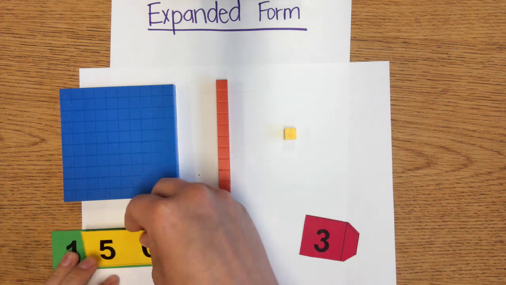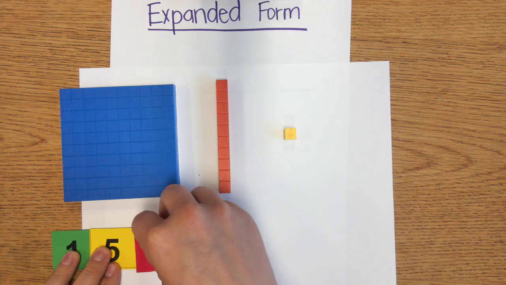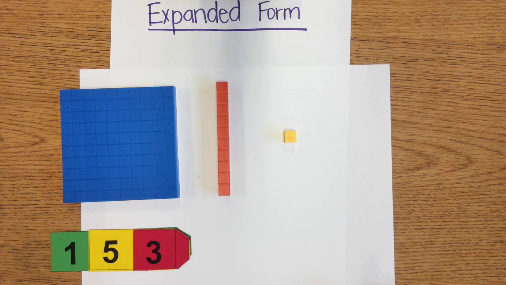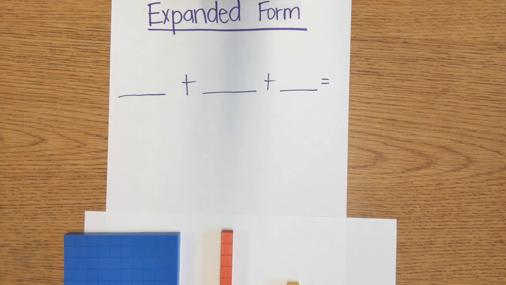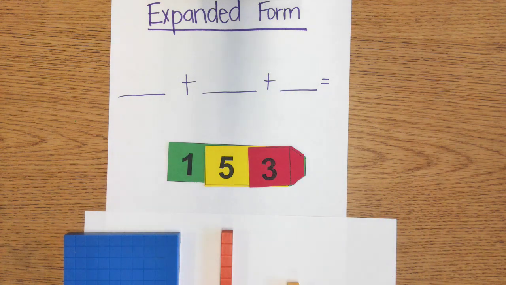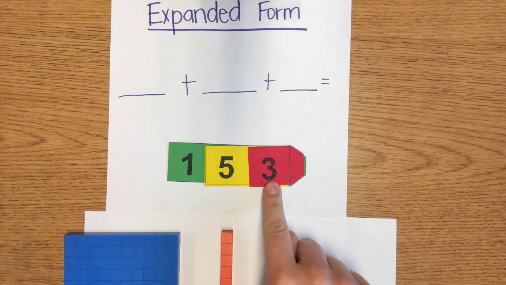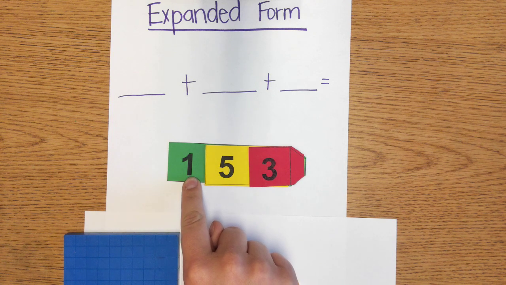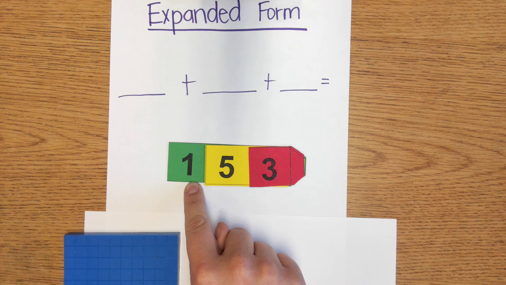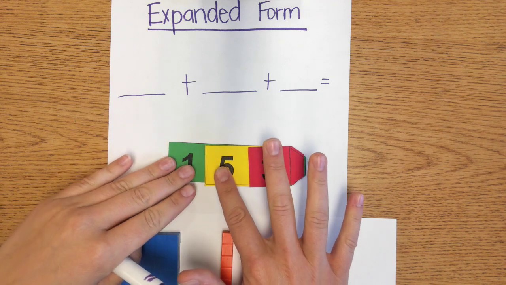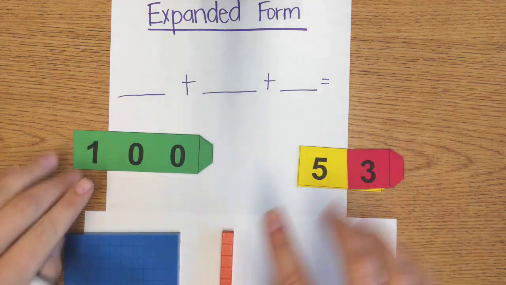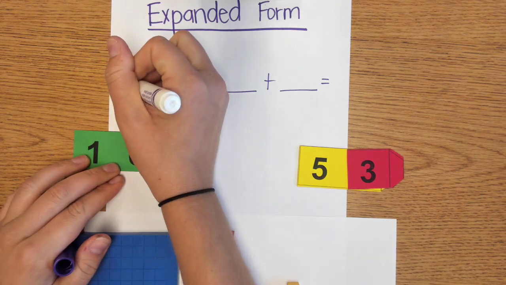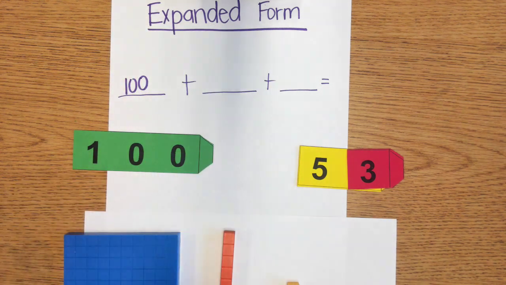So if I were to lay all of these edge to edge together, and I want to look at the number 153, I'm going to pull the arrows apart so I can look at each place. Now the red represents the ones place, the yellow represents the tens place, and the 1 represents the hundreds place. But even though it looks like I have 1, the actual value of that place is 100. So I would write the value of that hundreds place is 100.